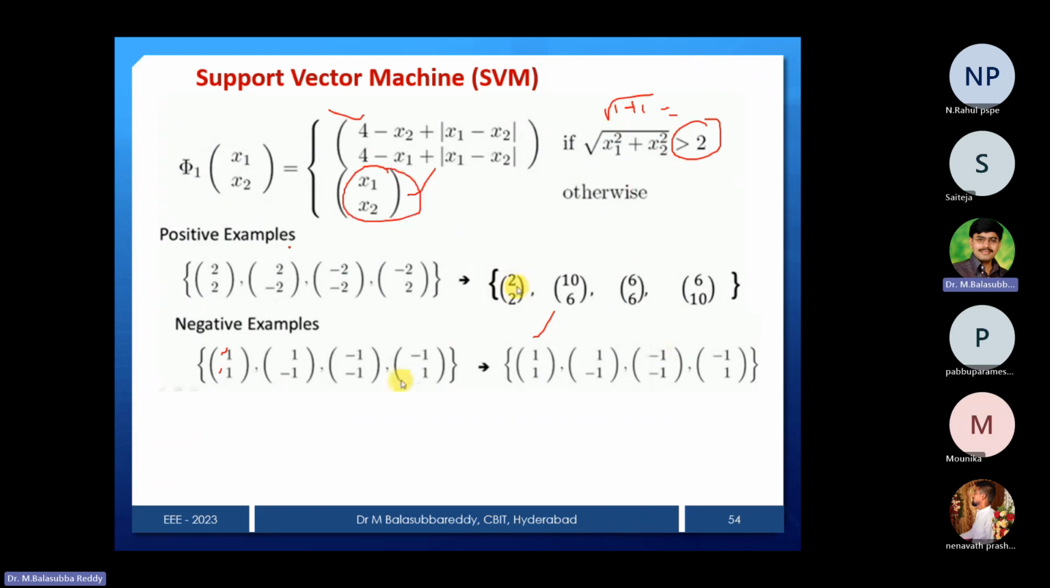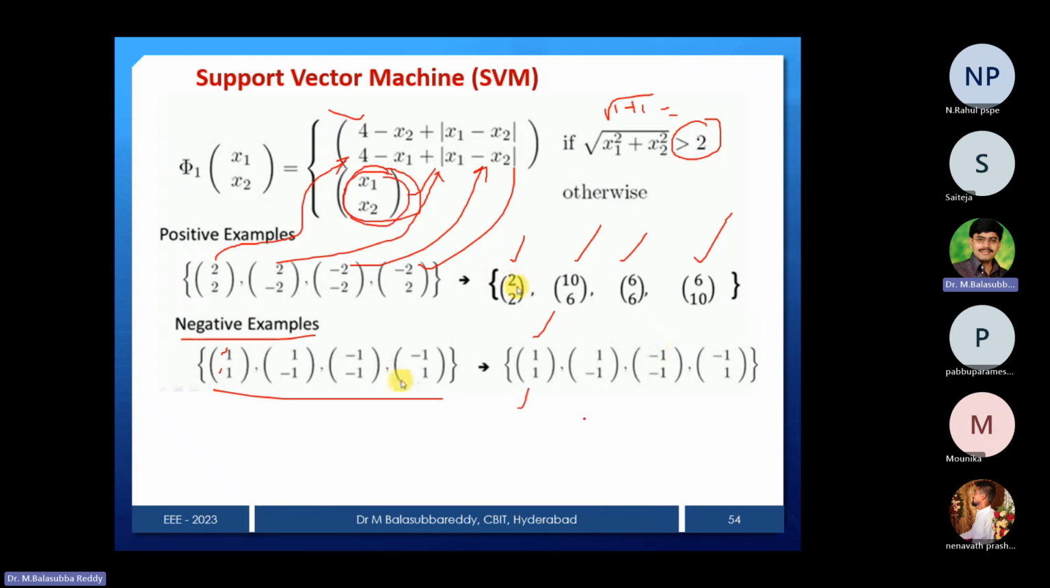So if I calculate 2 comma 2 in this formula, I get this one. Then again 2 comma minus 2, again I get this. Similarly, minus 2 comma 2 in this, we will get this. So all the positive points are modified here. Similarly, what will happen in the negative case? These are all ones. If it is 1 square plus 1 square, root 2, that will be less than 2. That's why, in the otherwise case, these points will remain as they are.